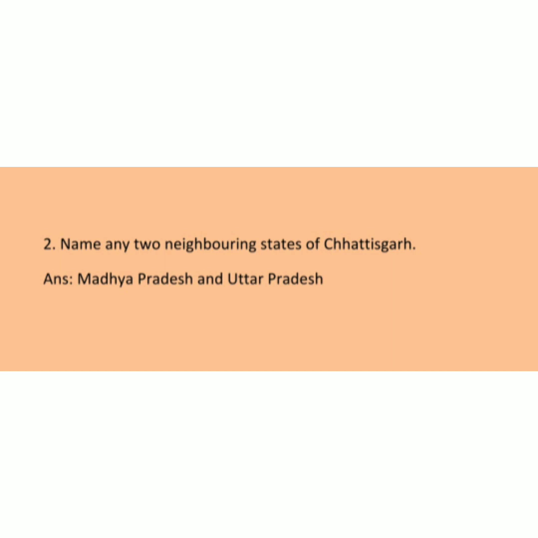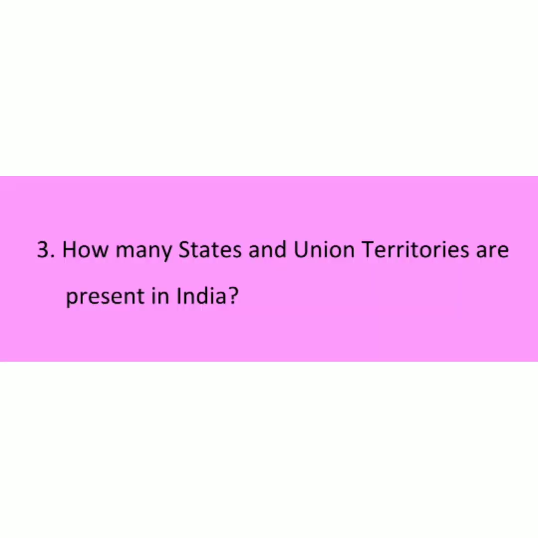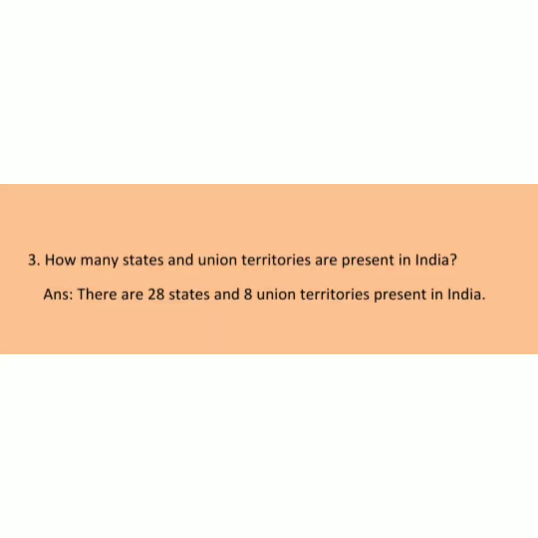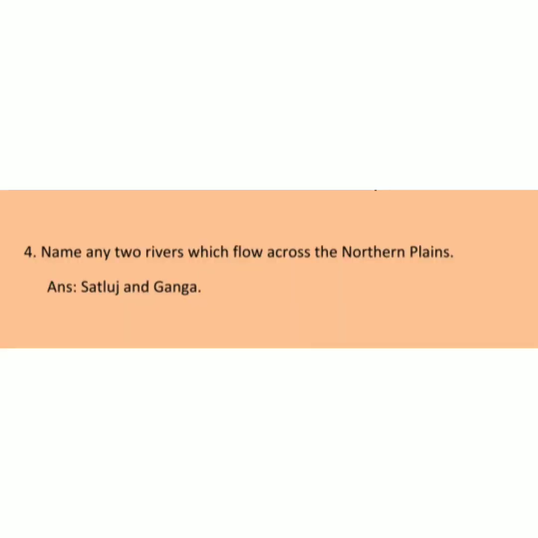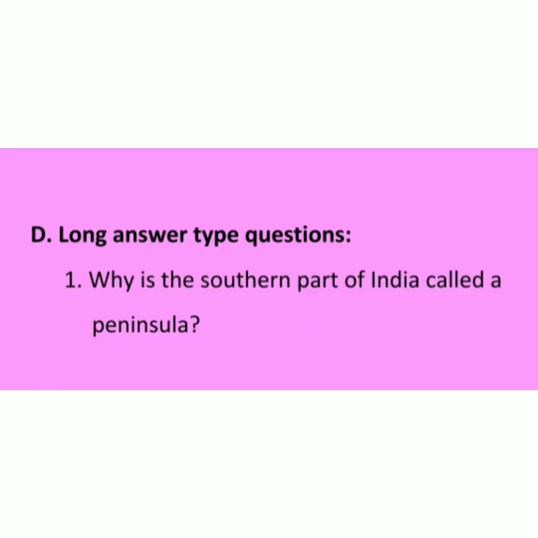Third, how many states and union territories are present in India? Answer is there are 28 states and 8 union territories present in India. Name any two rivers which flow across the northern plains. So the answer is Satluj and Ganga.